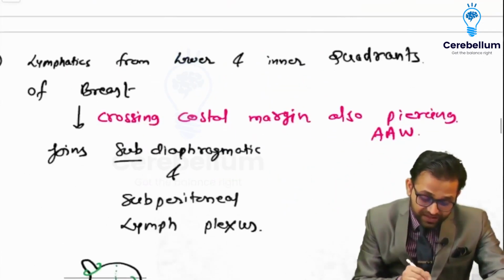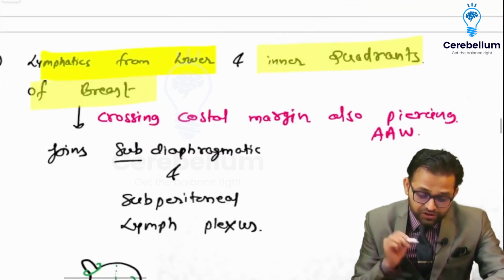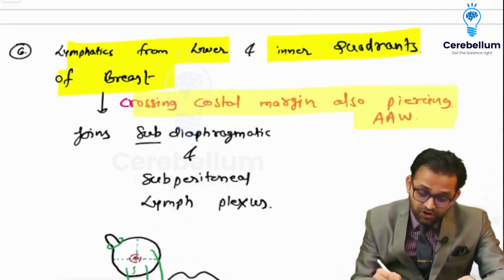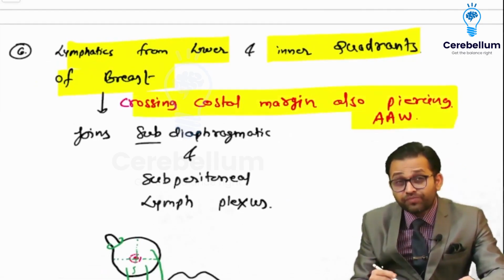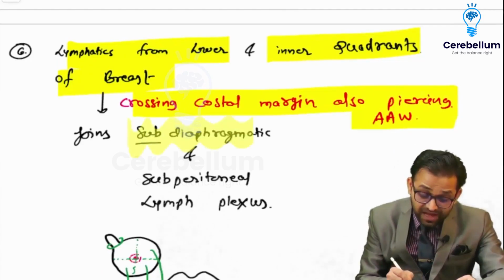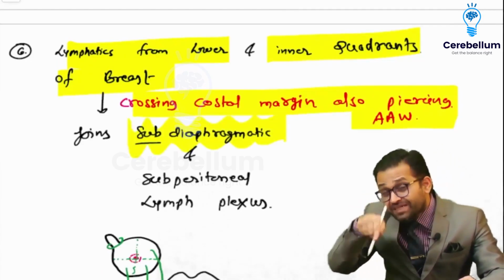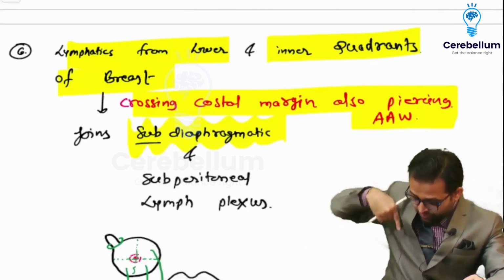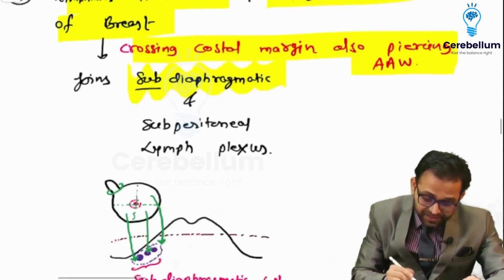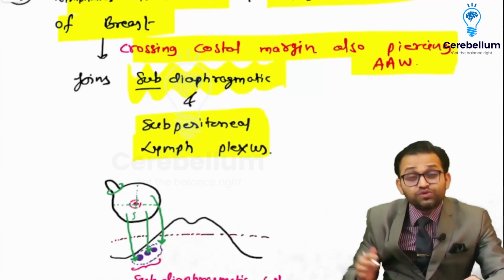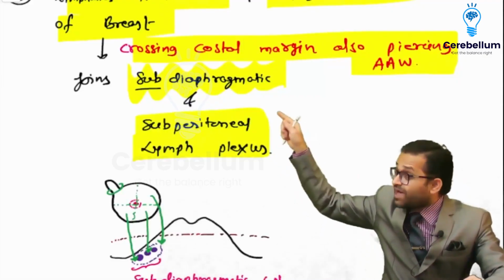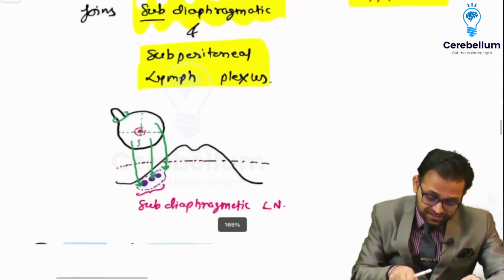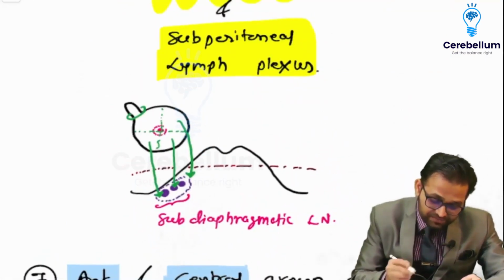Now, lymphatics from the lower and inner quadrant of the breast cross the costal margin and pierce the anterior abdominal wall, and they join the subdiaphragmatic area, which is the metastasis part. They go downward and reach the peritoneum also, so it spreads to the subdiaphragmatic area, the subperitoneal lymphatic plexus. Try to understand with one diagrammatic presentation.